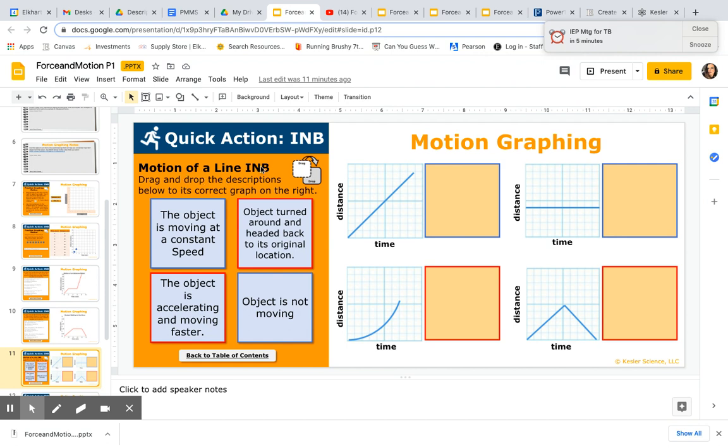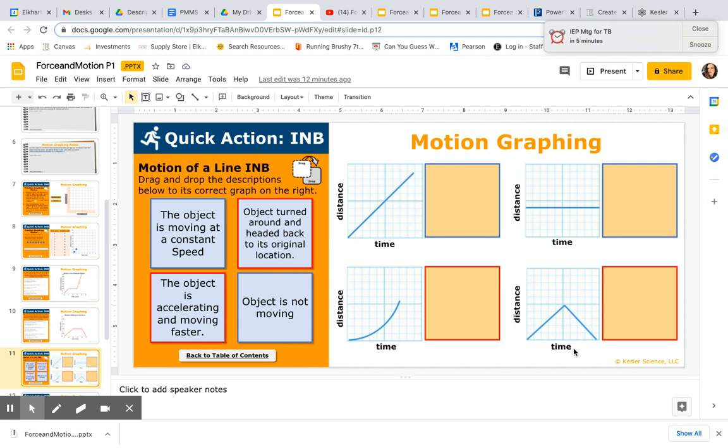Motion of a line. Drag and drop the descriptions below its correct graph on the right. So you have your distance and your time, and it's going this way. An object moving at a constant speed. Okay? Object turned around and headed back in its original location. The object is accelerating and moving faster. The object is not moving.